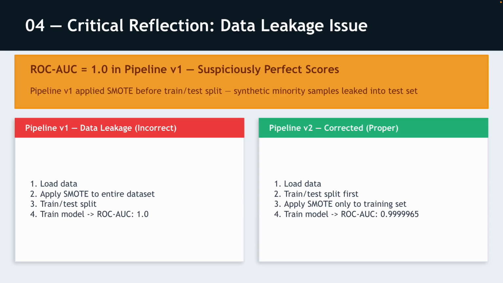In version 2, I corrected this. I now split the dataset first, then I apply SMOTE only to the training set. The test set contains only original real transactions. The corrected ROC/AUC is 0.99965. Still excellent, but now more trustworthy. This is a very common mistake in practice, and catching it demonstrates exactly how important careful pipeline design is in MLOps.